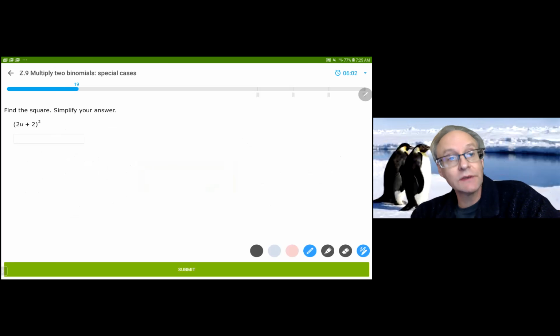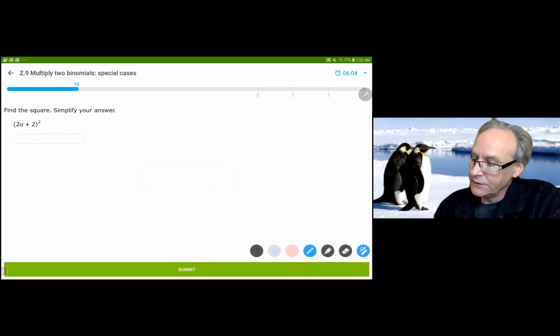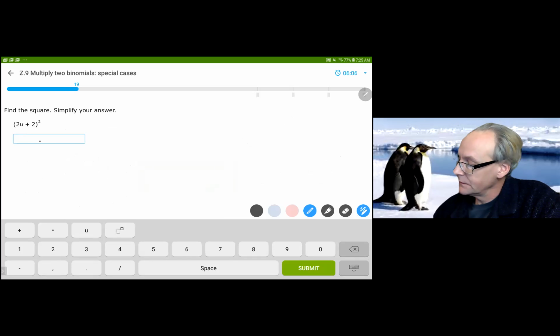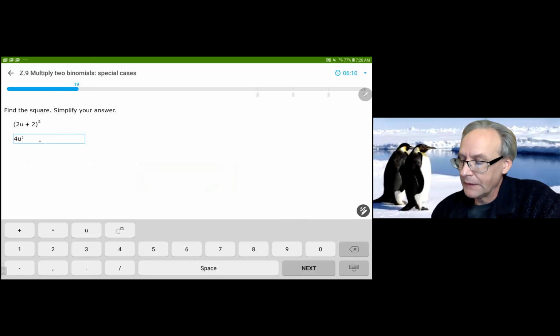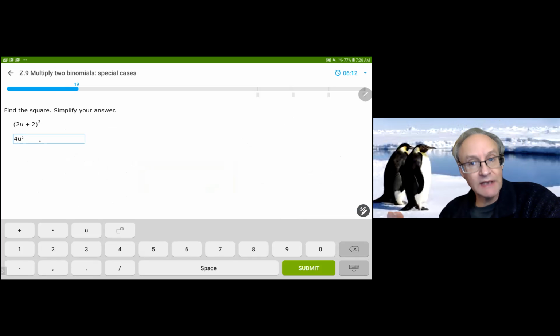I'm going to go fairly quickly this time. So look what I'm going to do. I'm going to square the first terms. Let me get rid of this first. So we get 4u squared, don't we? Now I'm going to multiply them together. That's 4u and double it. That's plus 8u.